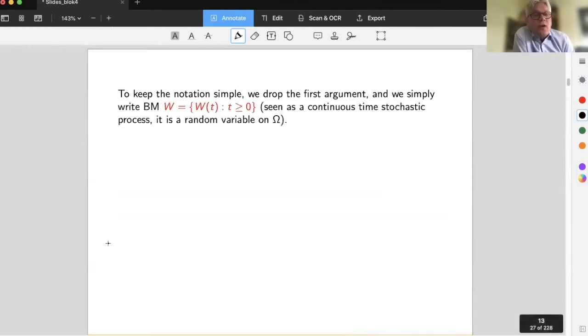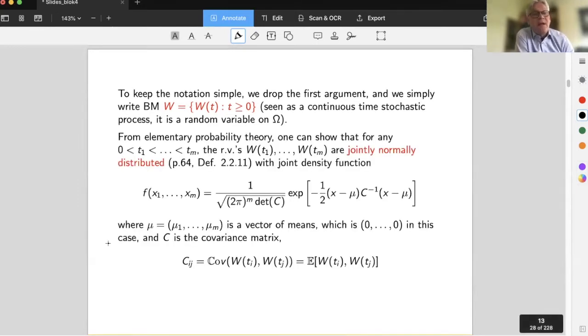Well, first of all, let me remind you that what was in property 1, to keep the notation simple, we typically drop the first argument, and we simply write Brownian motion as a function of t being non-negative. So see it as a continuous time stochastic process. Indeed, it is a random variable in omega. Now we want to say something about the W's themselves, right?